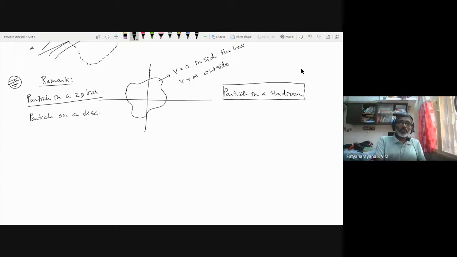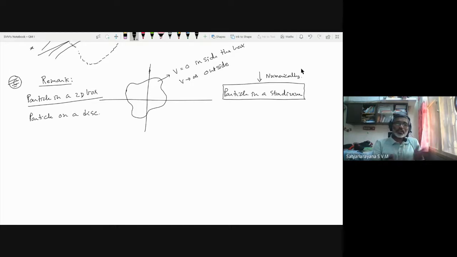A stadium will have a much better shape than what I have drawn, but there are interesting aspects of these energy levels. These are of course done by numerical methods. Usually this is done numerically on a computer, and then we try to understand what the new features of these arbitrarily shaped boxes are.